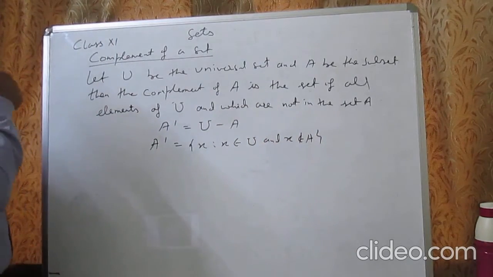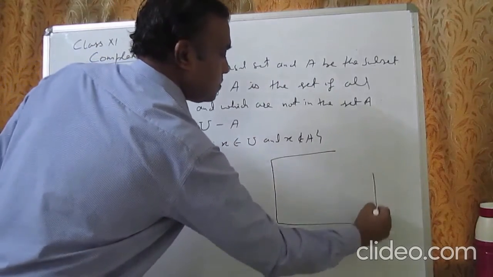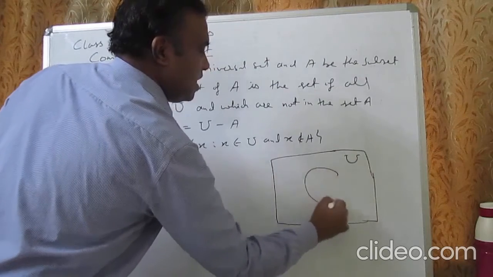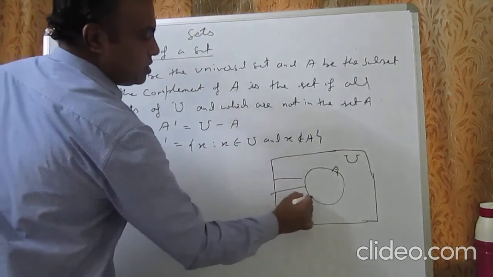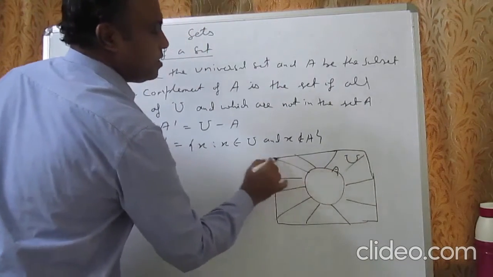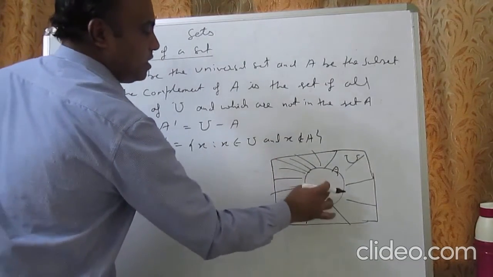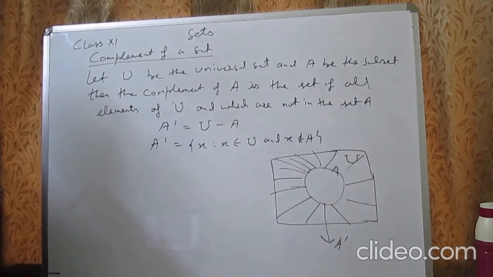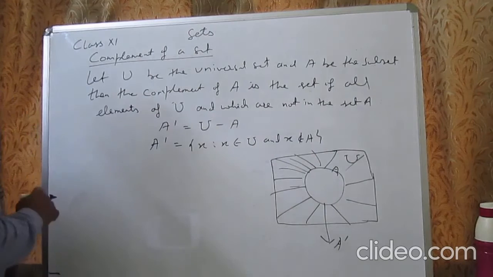By Venn diagram you can see in the rectangle this is the universal set, and this is a subset of the universal set. So the shaded portion is all elements except A, which is the complement. It is denoted by A dash.